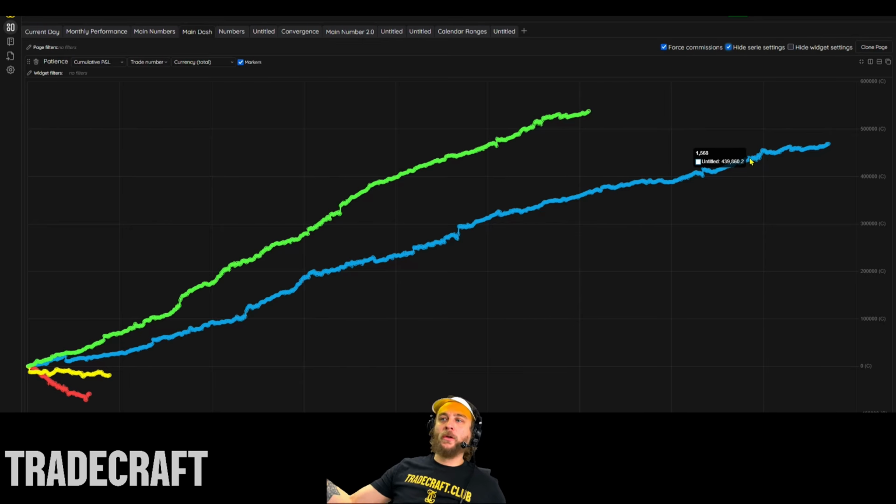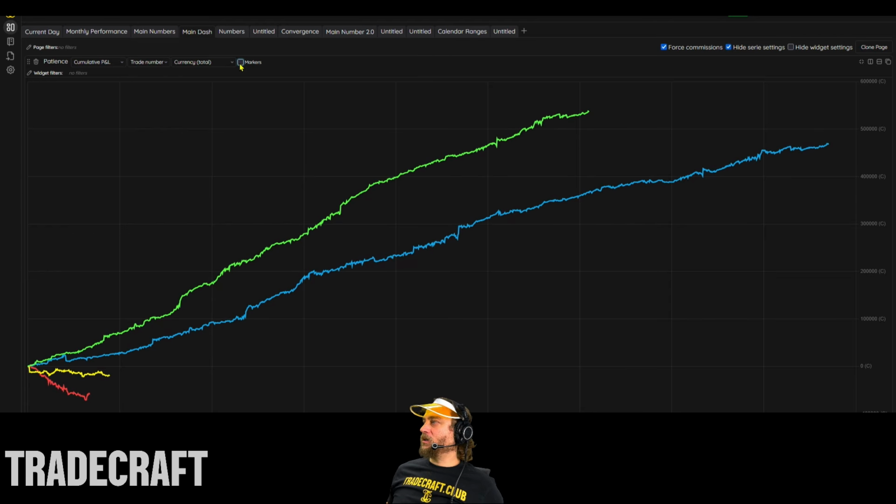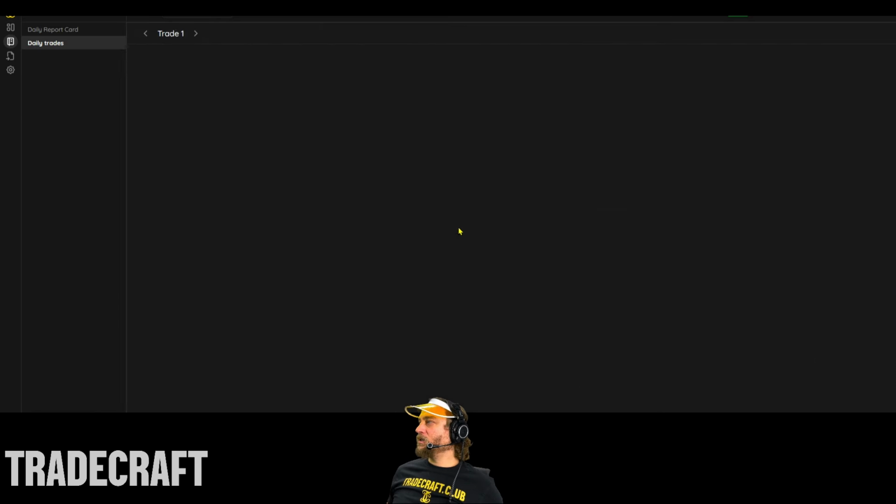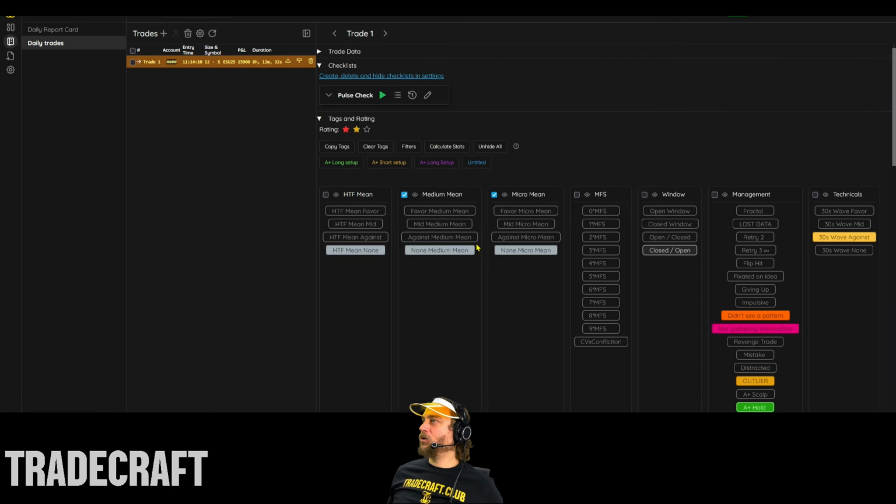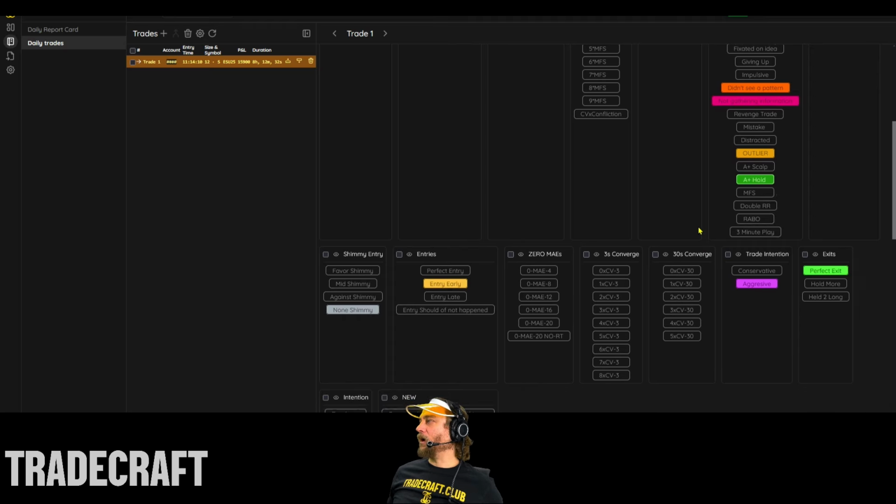Now, what's cool about Tradecraft is when you look at these equity curves, I have these markers I can toggle on and off. Notice how there's a big move up right here. With the markers on, I can actually click on this dot. It'll take me right into the journal, and it'll take me straight to the trade. This specific trade made $15,000, and we can see the tags behind it actually.